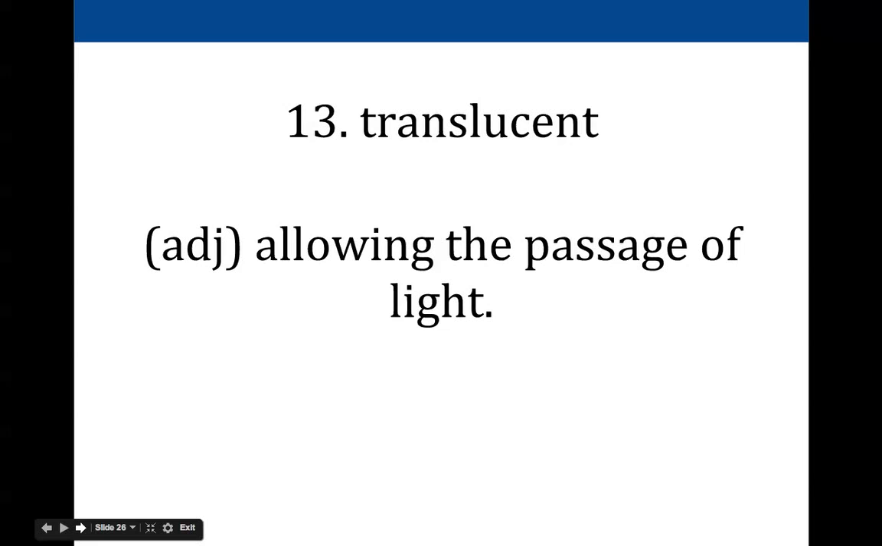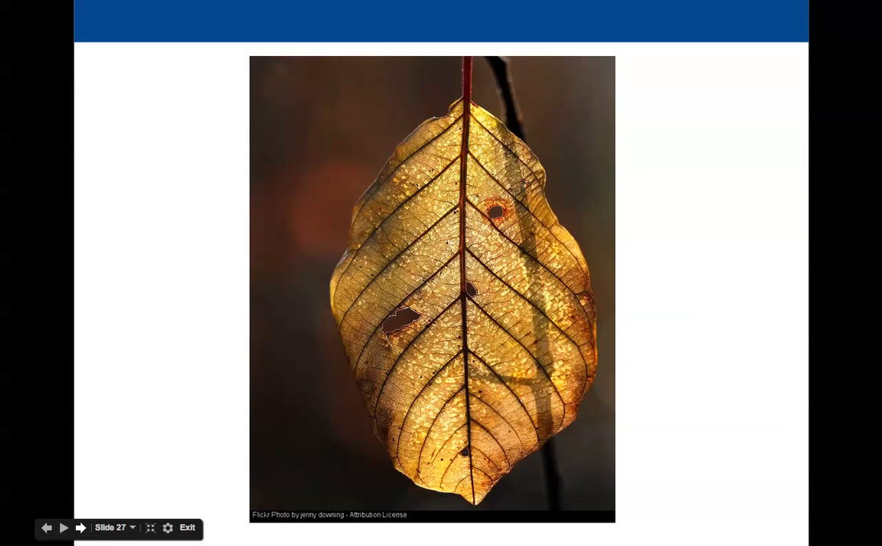So there's some cloth that is very light colored and very thin that, if you held it up to the sun, the sun would still come through, right? It's very translucent. And I like this picture because this leaf is very translucent. It almost looks like it's glowing, allowing the light to pass through.